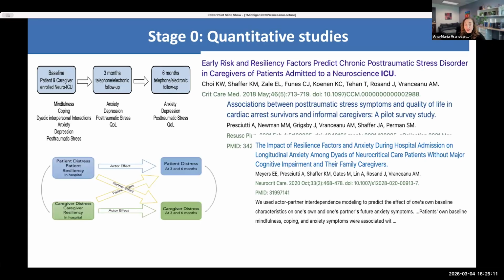And we found that the resiliency factors of mindfulness and coping are important predictors of emotional distress. And we also found that patient and caregiver factors are interrelated, such that my emotional distress as a patient impacts my care partner's emotional distress over time and vice versa. So this really suggested to us that a dyadic intervention where we work with patients and caregivers together may be the most efficient way to support patients and caregivers in the ICU.